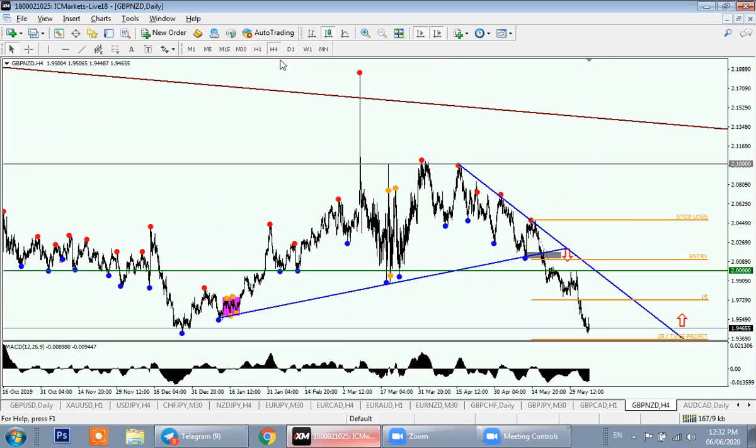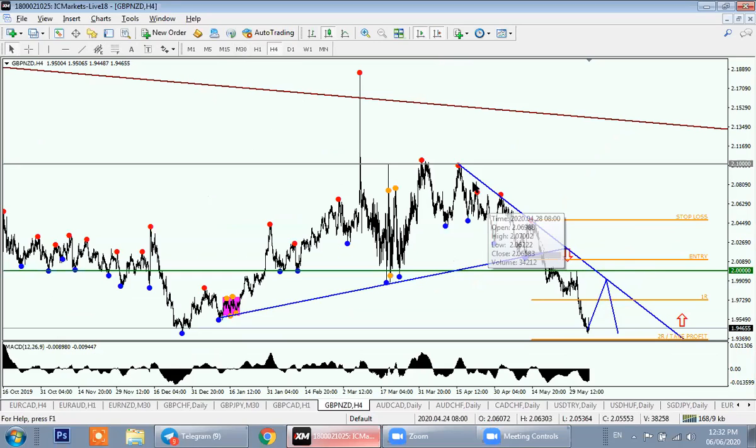So for now, we don't have anything special on GBP NZD. So let's wait and see what happens. And as usual, on the retest, we'll be looking for objective sell setups on lower time frames as price would be close to our resistance and it would be a trend following setup.